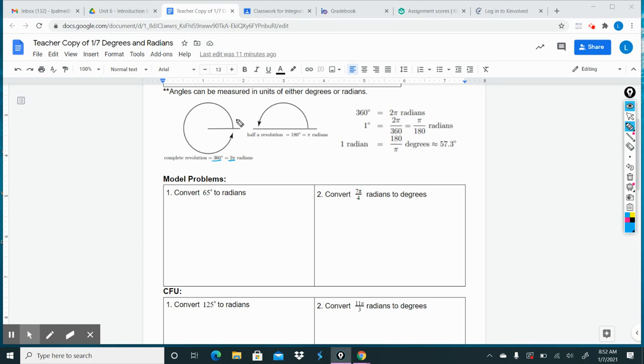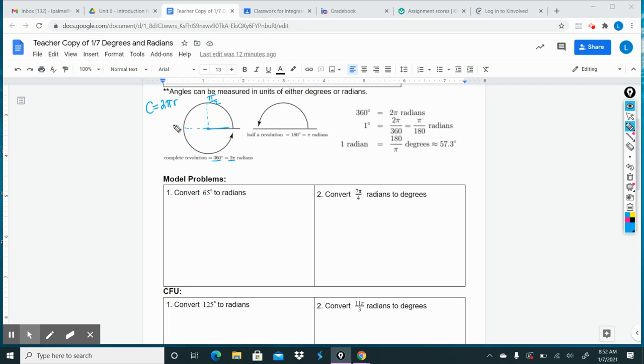And how do I know that? Because when I start here and go a quarter of the way through, we have pi over 2. We know this because the circumference of a circle is 2 pi r, where r is our radius. So a quarter of the way through is pi over 2. We start here, a quarter of the way through is pi over 2, and all the way around is a half revolution.